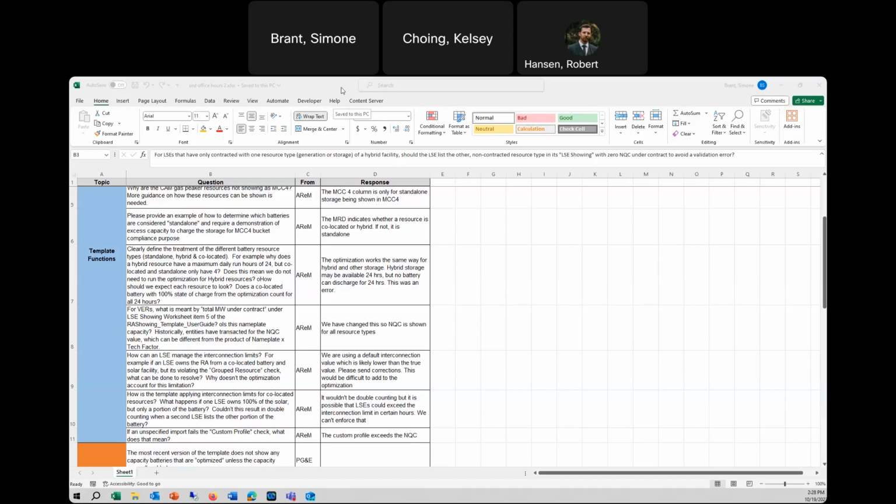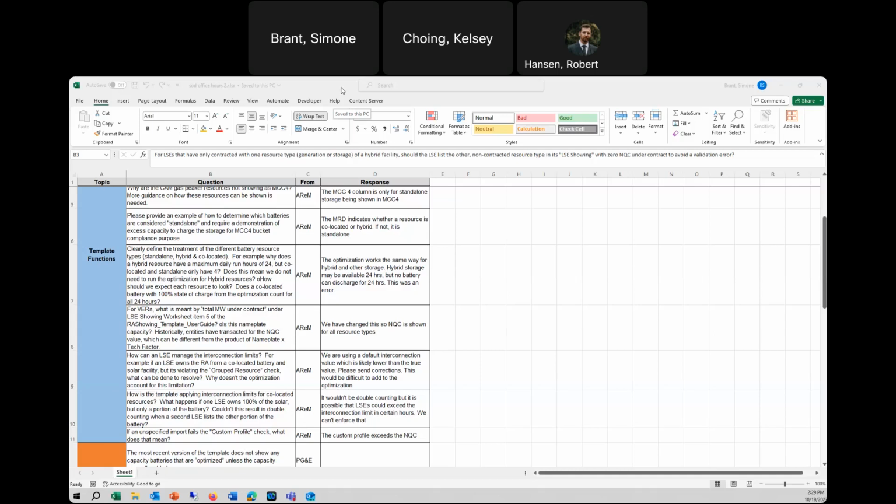Hey, this is Mary Neal from ARM again on this question on interconnection limits. I just want to get a little clarity myself here. So if you have co-located battery and solar, and you're reporting more RA than the interconnection limit in the template, that's what's going to flag the group resource check as a problem. I'm just making sure I have that right. Is that right? Sorry, I was muted. Yes, that's correct.